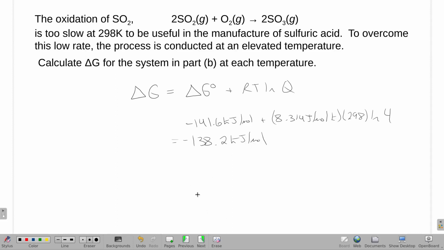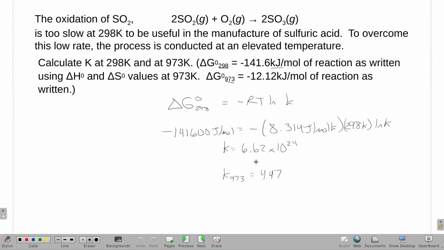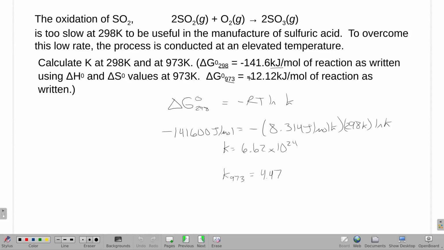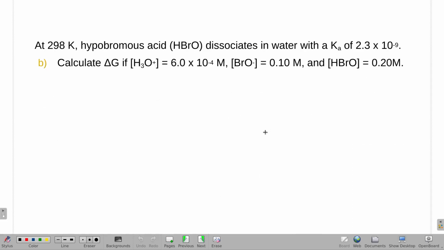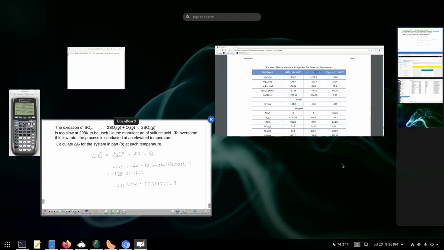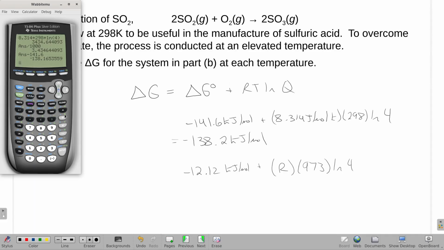Alright, let's see that again with the second one. Our second value, the delta G naught, was 12.12. Where was it? 12.12. And this is still our R. Now this is 973, but this is still the natural log of 4. As long as it's a negative value when we calculate this delta G, we still have a spontaneous reaction.